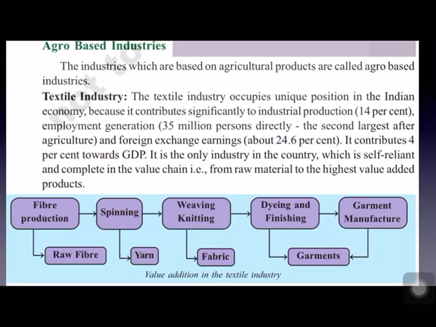Textile industry occupies a unique position in the Indian economy because it is the largest employer after agriculture. In India, as you know, the largest employer is the agricultural sector. That means it provides employment opportunities to a large number of people. Many people depend on the agricultural sector. And after agriculture, the textiles industry is the second largest employer. It contributes 14% to the industrial production. Out of the total industrial production, 14% is contributed by the textile industry. And in employment generation, 35 million people are directly getting employment in the textile industry. And it is the second largest after agriculture.